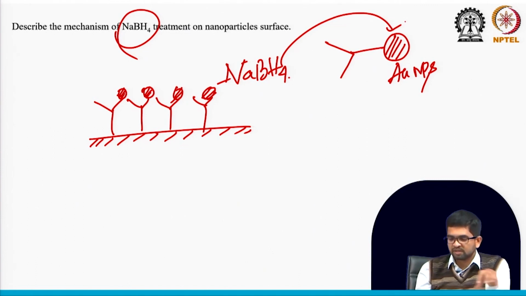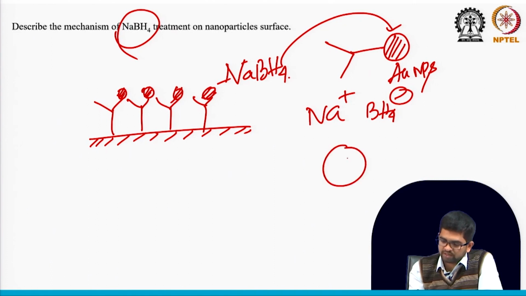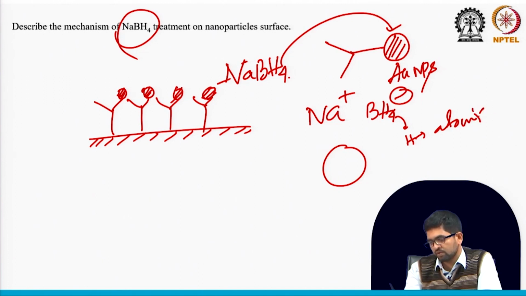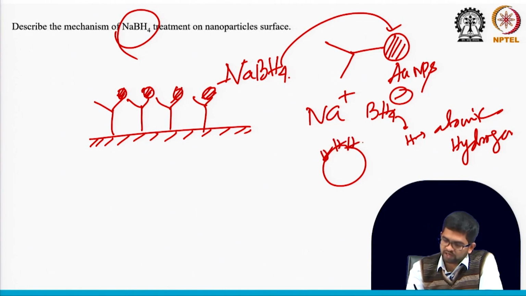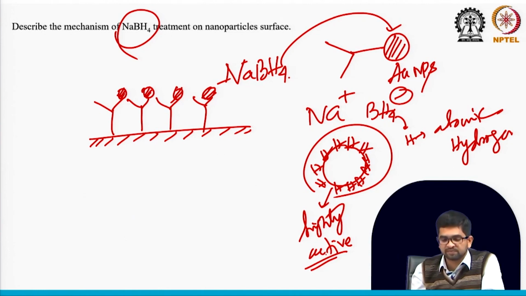So what happens in the sodium borohydride treatment? Sodium borohydride means Na plus and BH4 minus. This borohydride will form atomic hydrogen. This atomic hydrogen will adsorb on the gold nanoparticle surface, and because of this hydrogen adsorption, the surface becomes highly active, right? You can remember: highly active surface. So this mechanism you can mention.